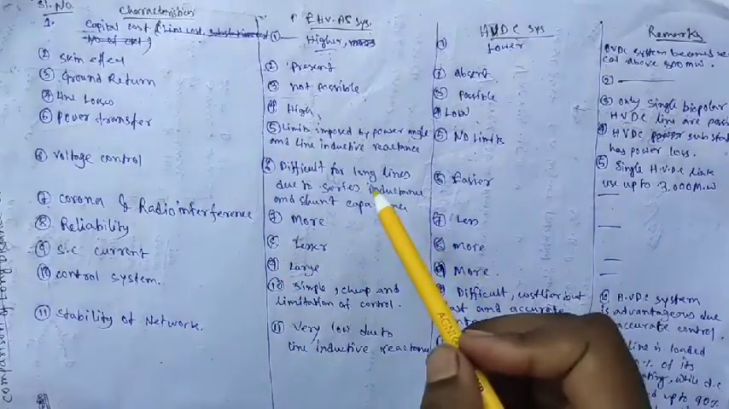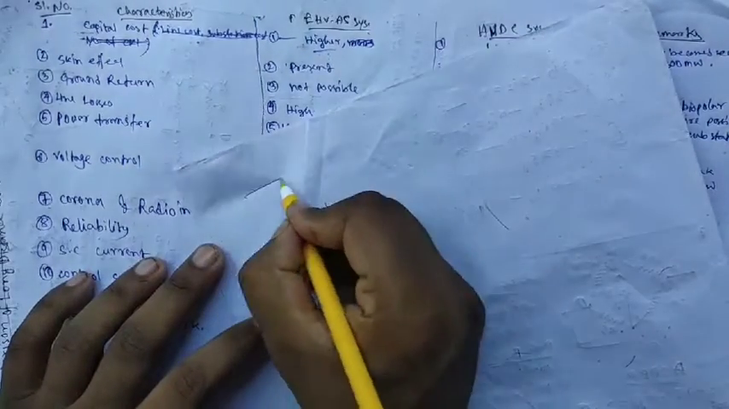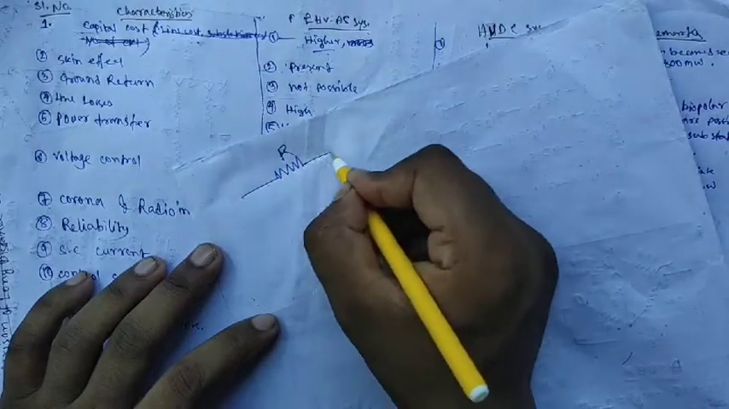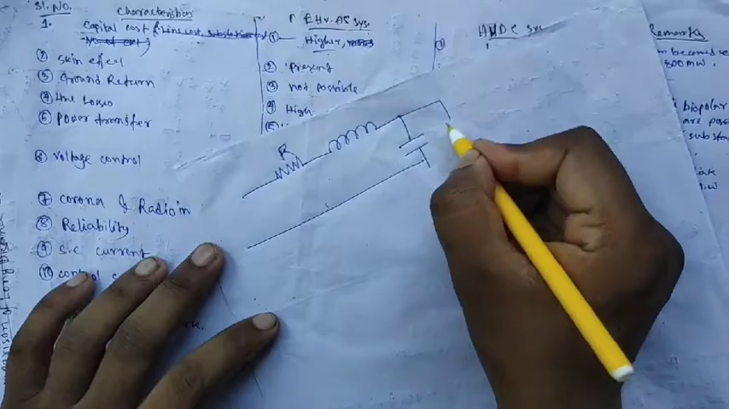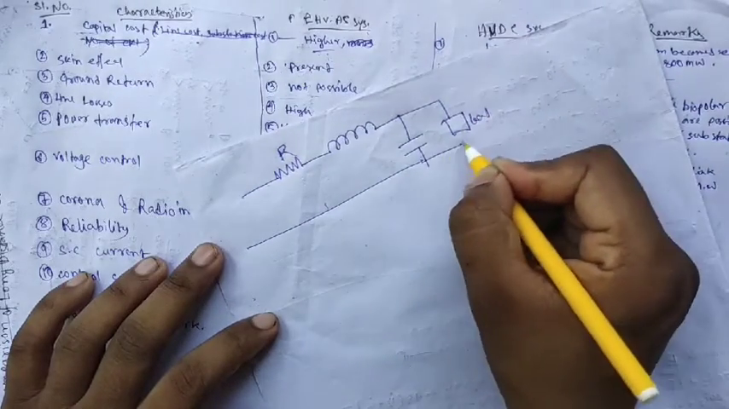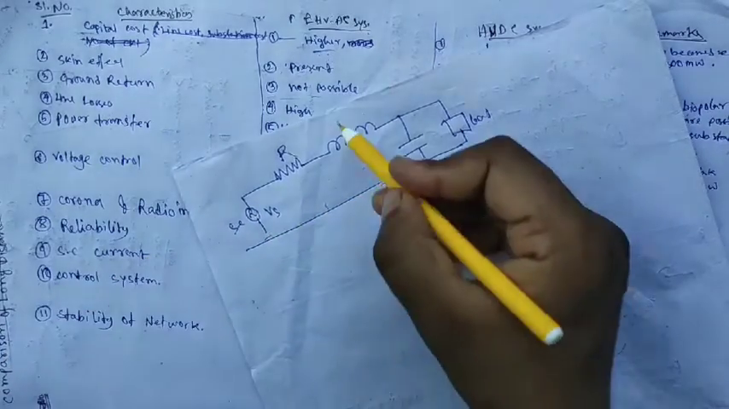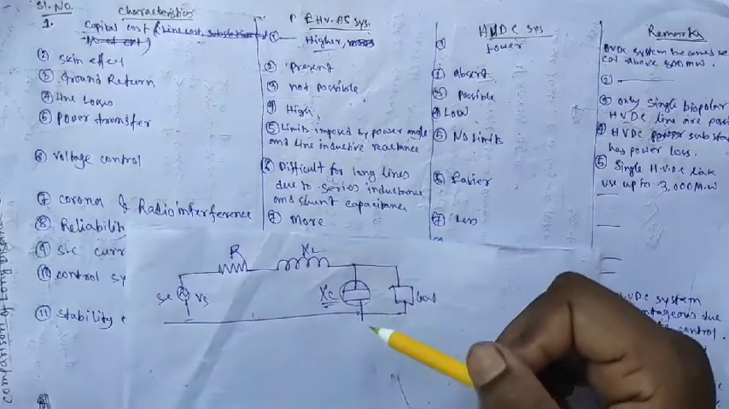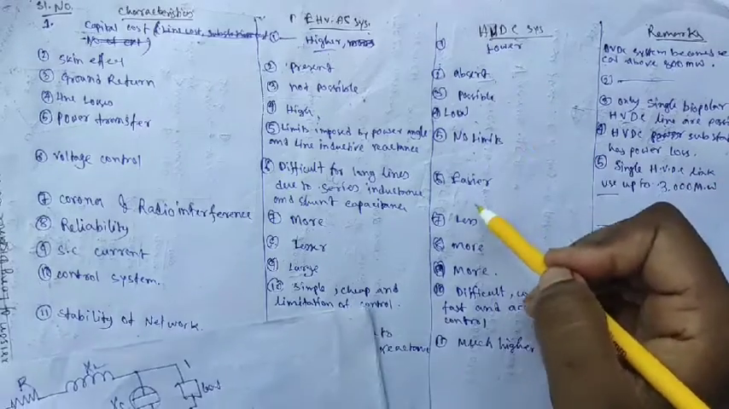Voltage control is difficult for a long line due to series inductance and shunt capacitance. That means in a transmission line, this is the line resistance R, XL, and suppose this is the load, this is the sending end VS. The inductive reactance XL and capacitive reactance XC are present. Due to the line, voltage regulation is difficult, and for the high voltage DC system it is easier.